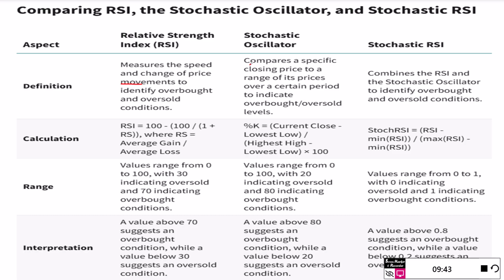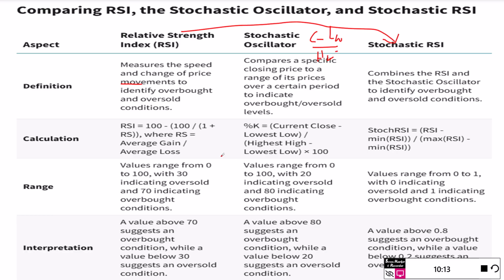Stochastic, by the way, compares a specific closing price to the range of its price. As I told you, the formula is very simple: current price minus the lowest low of the period which you're defining, divided by the highest high of that particular period minus the lowest low. So it is working only on the price per se, whereas the stochastic RSI is working on the RSI formula itself. So you can see how beautiful this is and how advanced this particular indicator is.